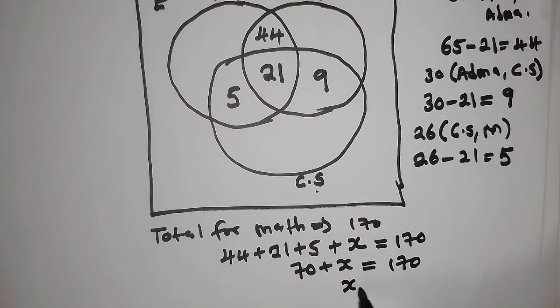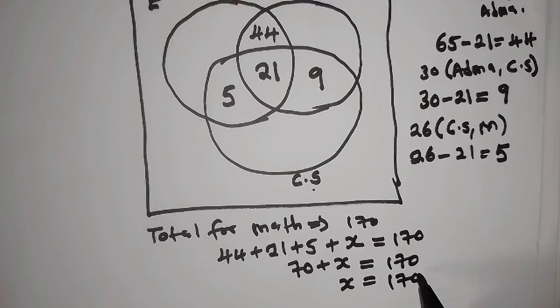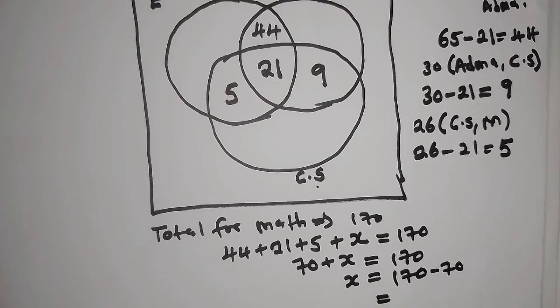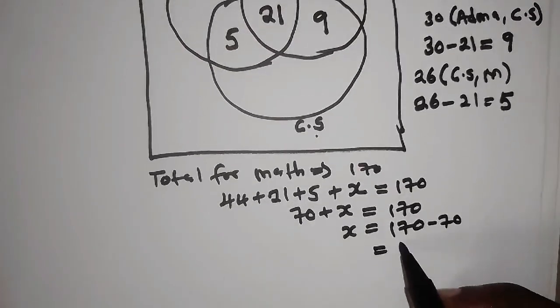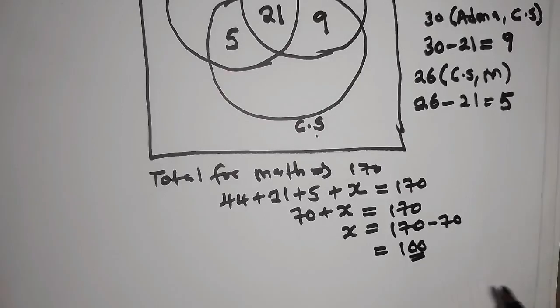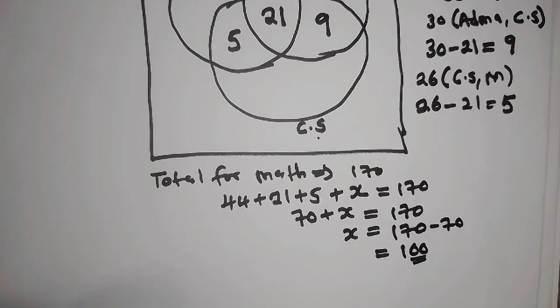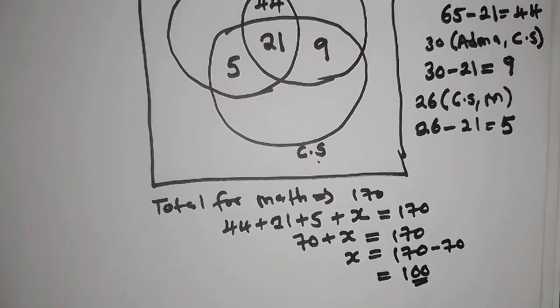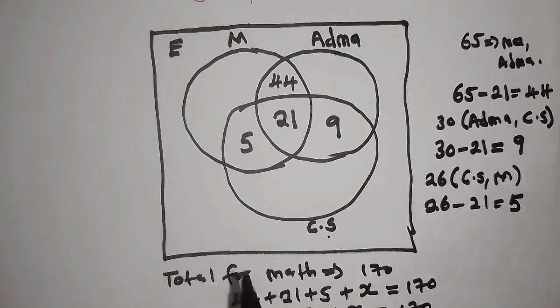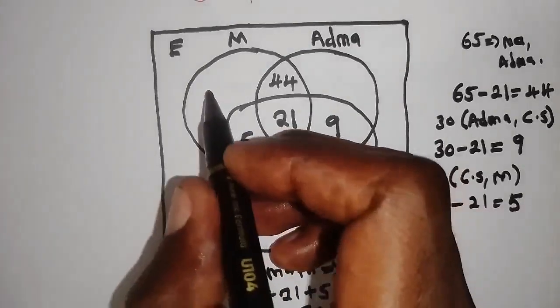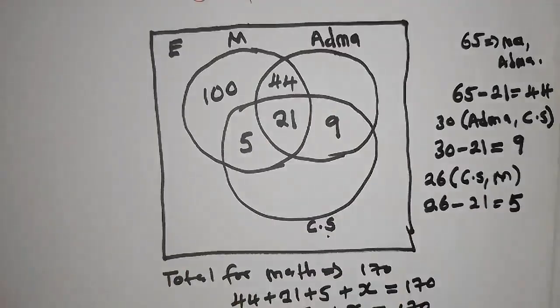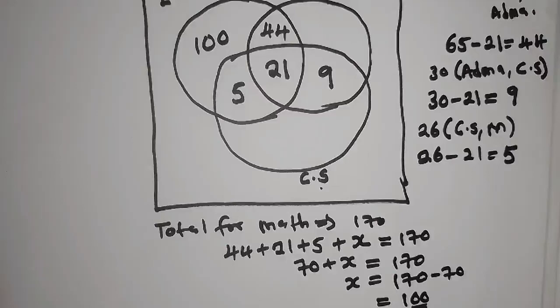Then you can make x the subject. This is going to be 70 going to the right. It's going to be that. So from there, we are going to remain with 100. Okay. So meaning that only the 100 taught mathematics. So we are going to put 100 there. Put the 100. Then you also do the same for additional mathematics.